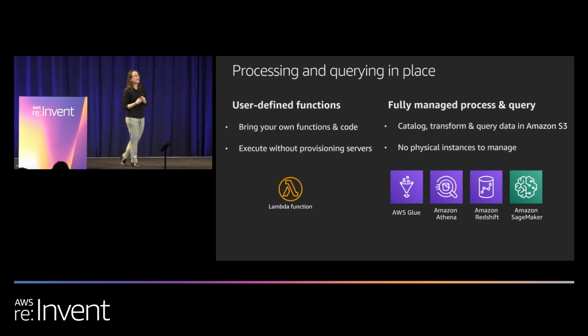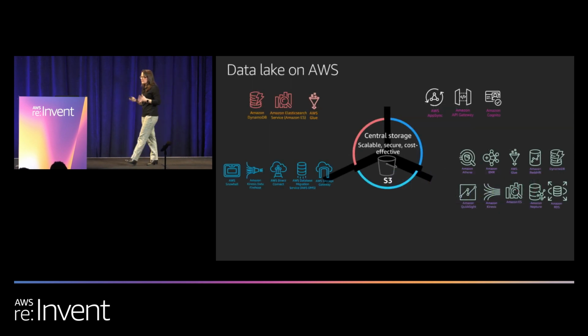So think about when you're doing work with your data. Of course, you're going to have user-defined functions, and you want to think about using Lambda in order to do that. With Lambda, you can bring your own functions and code, and then you can execute that without having to worry about provisioning servers. And then, of course, if you're used to doing ETL, think about using our services such as Glue, Athena, and Redshift, and SageMaker so that you can actually catalog and transform and query that data sitting in S3. And you really don't have to worry about managing your instances, patching them, worrying about when they fail, et cetera.